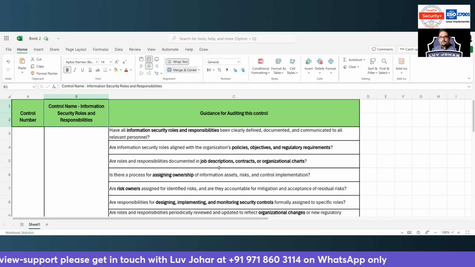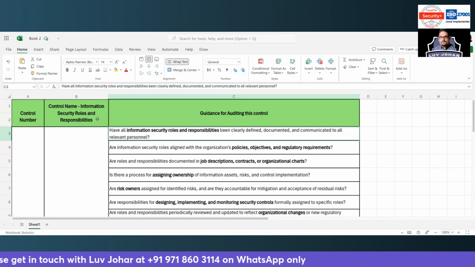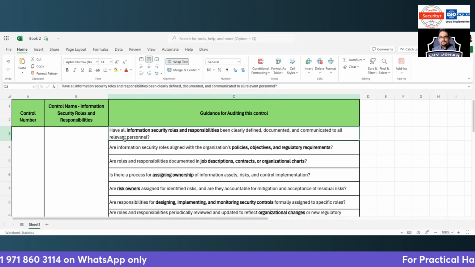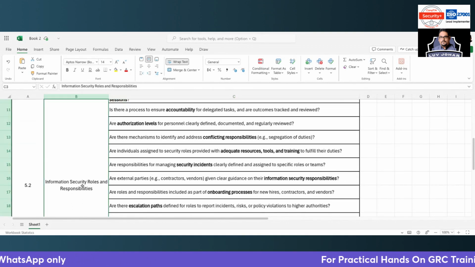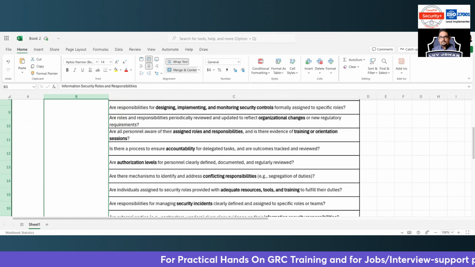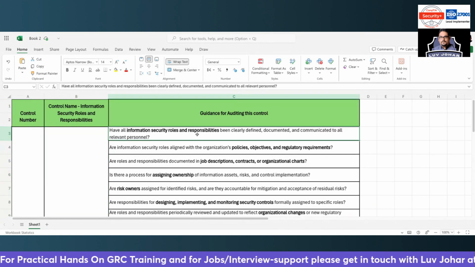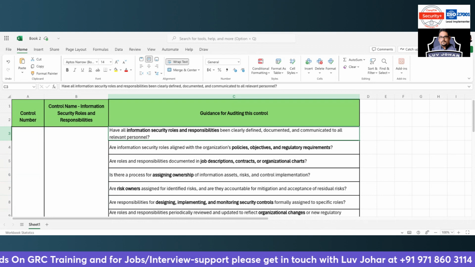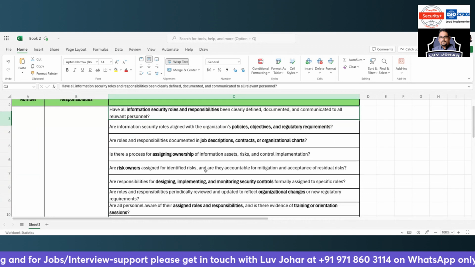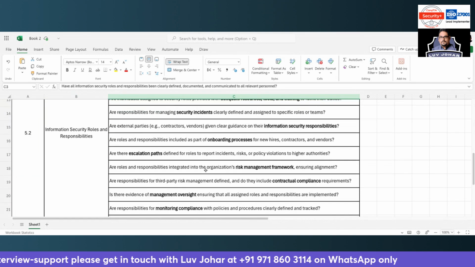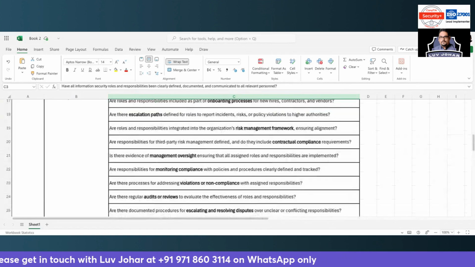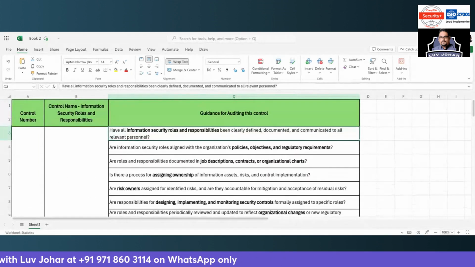In this video, we will be understanding what the auditing guidance is for control number 5.2, information security roles and responsibilities, as per the ISO 27002. Let us see what the auditing guidelines are. For auditing this control, these are all the checks that you need to perform as an auditor. You need to keep this checklist in your mind, or you can note it down from this video also.